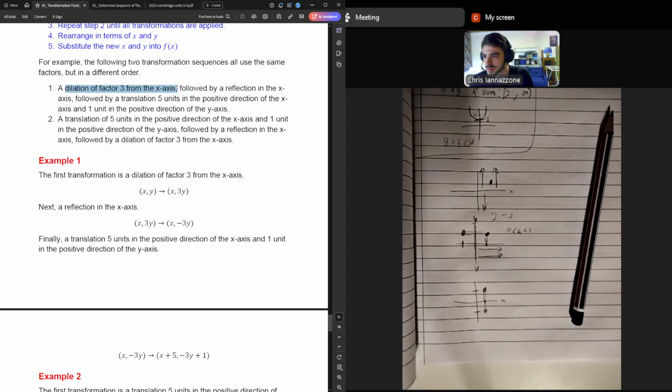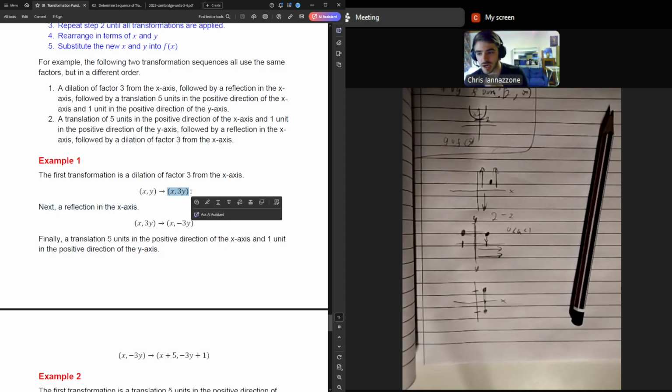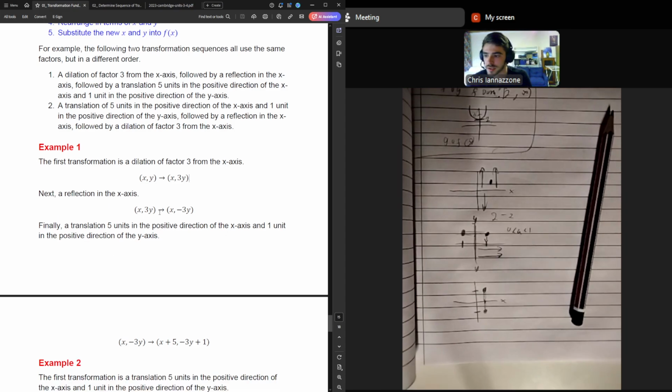We're starting with a dilation factor of 3 from the x. So nice and simple. It's from the x, means it's going along the y. It's going away from the x. So our multiplication is going to affect the y. Now, here's how it works next. It's followed by a reflection in the x-axis. Under those circumstances, you start where you left off. So reflection in the x means the x-axis acts like the mirror, and so you're going to flip the y value, so the y value becomes negative. You're starting at x comma 3y, and you go to x comma negative 3y.